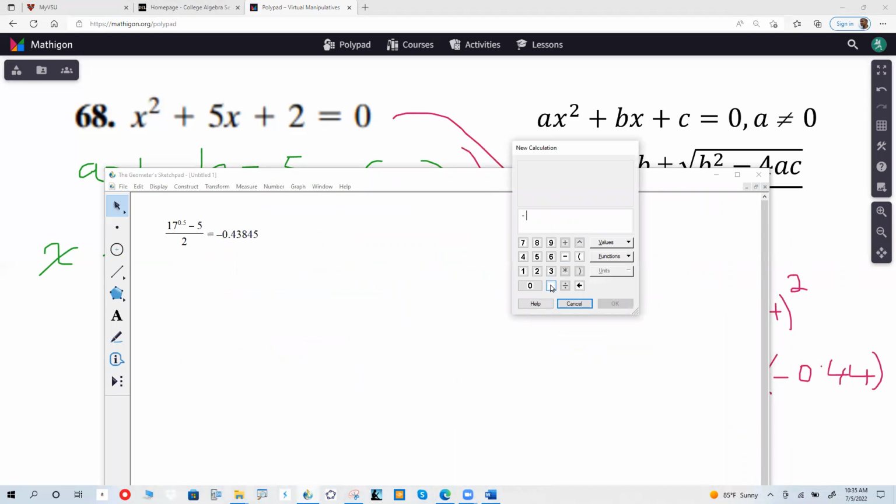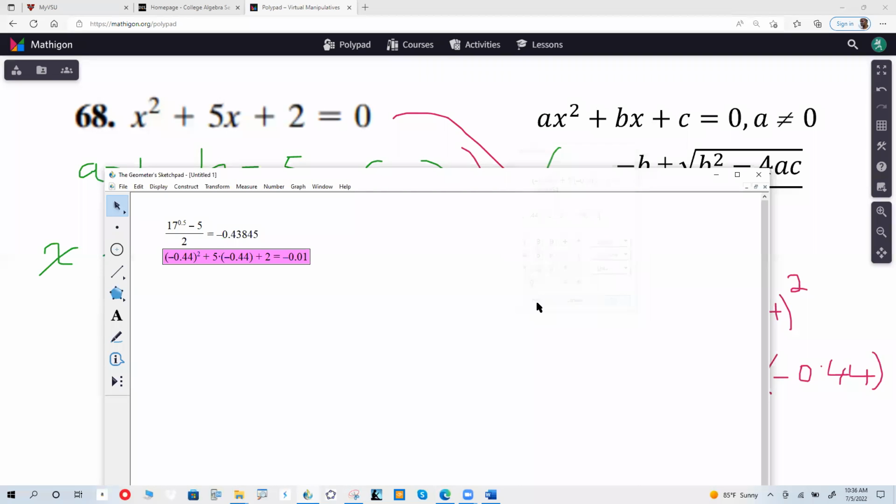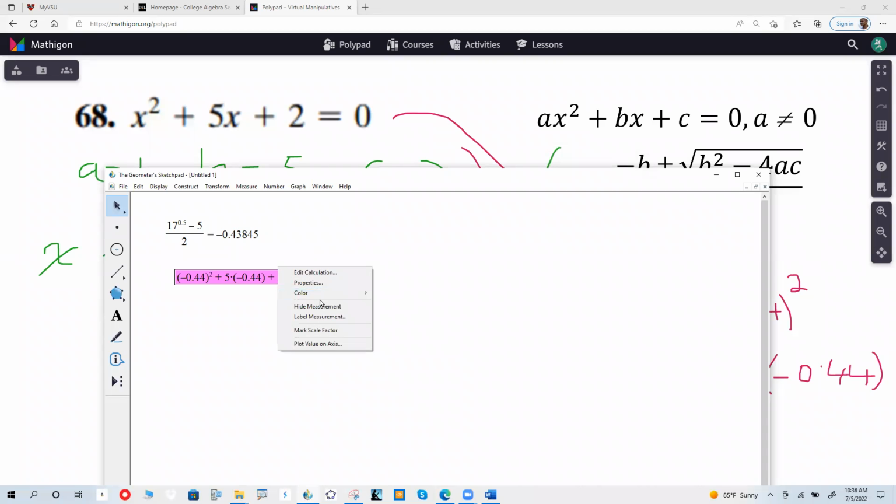Negative 0.44 squared plus 5 times negative 0.44 plus 2. And I'm very happy because it's good enough for me.